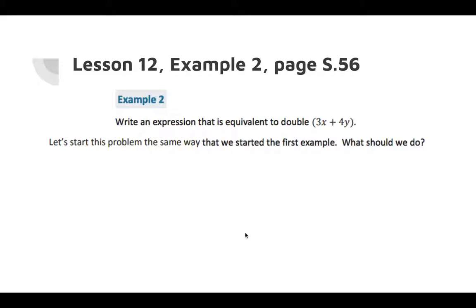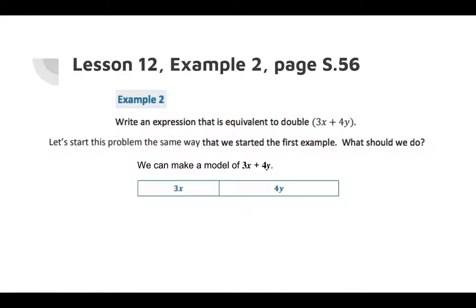Let's start this problem the same way that we started the first example. So what should we do? Okay, so we have 3x plus 4y. First step is we can make a model of 3x plus 4y, and this is what this looks like. How can we change the model to show 2 times 3x plus 4y?